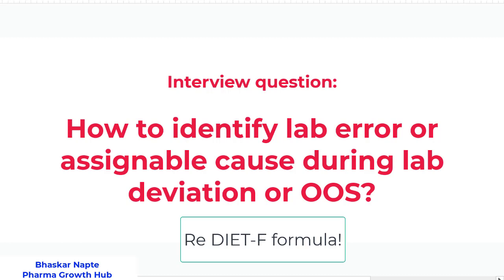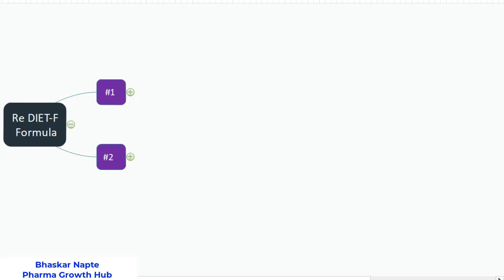So I will explain the meaning of this ReDIET F, and I'm sure this ReDIET F word is very easy to remember. And once you remember this ReDIET F word, you will be able to answer the question on how to identify the assignable root cause.